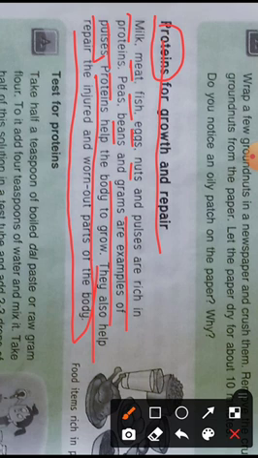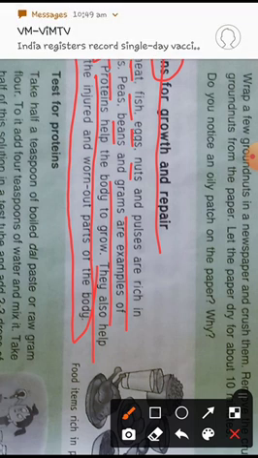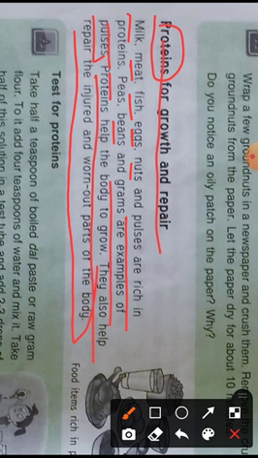Protein does two works in your body: it repairs your body whenever it is injured, and it also helps in your growth. Since you are all children, if you do not take a proper amount of protein, there is a possibility that you will not attain a good height or a good body weight. So stick to these foods in order to obtain a good amount of protein.